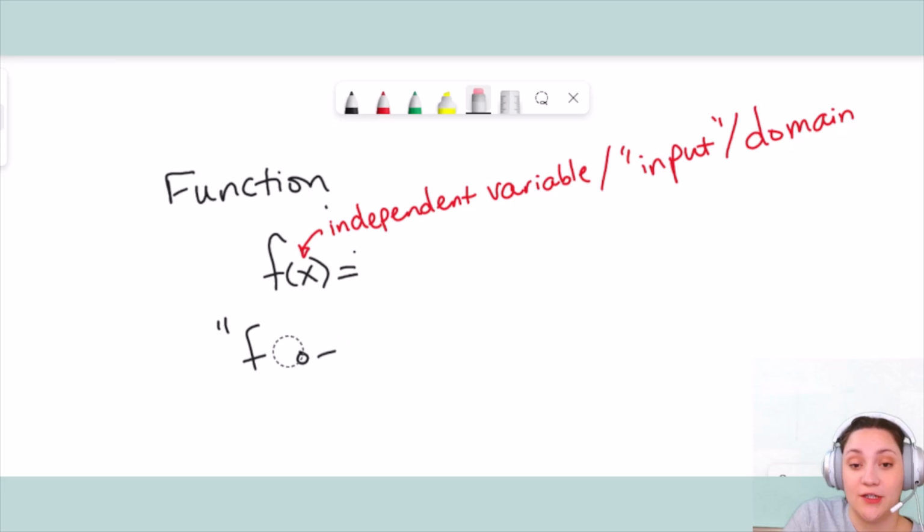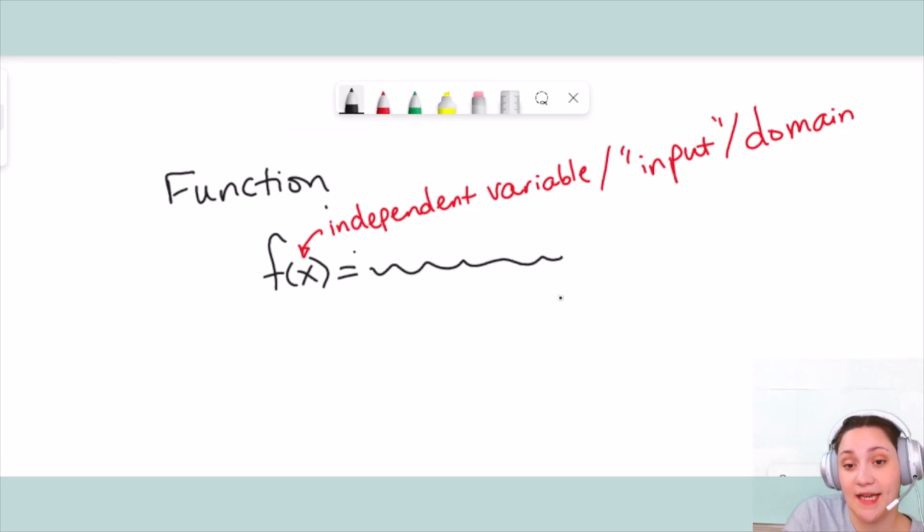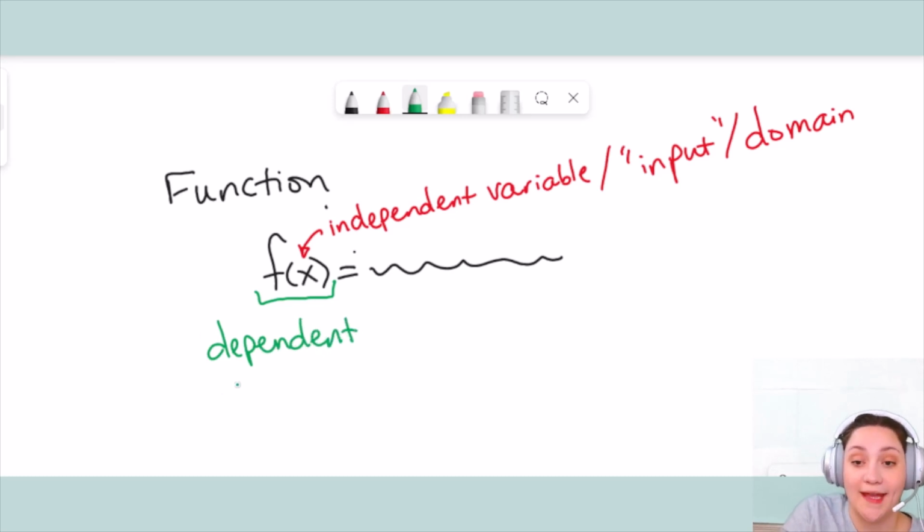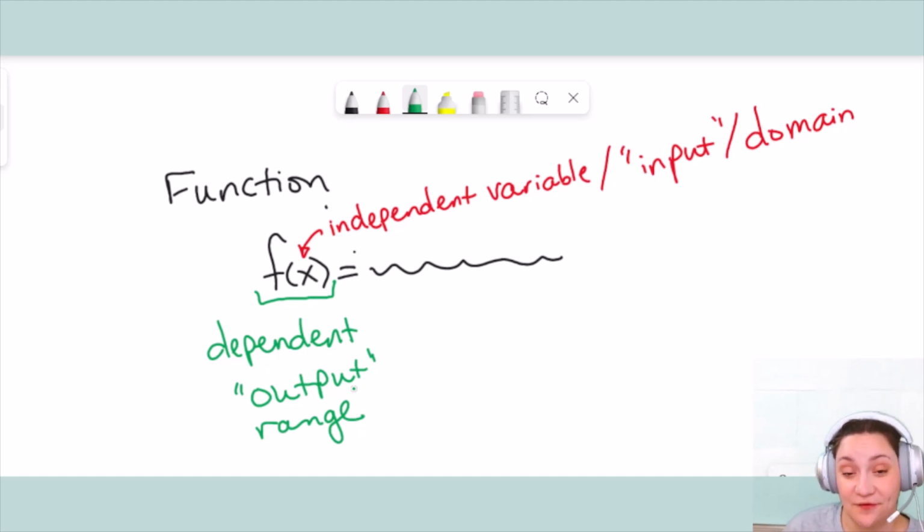And then let me just erase these words here. The function itself is the expression. And the values for the whole function, not just the x, but the whole function, which we could also say is the expression, this is the dependent, or the output. We call that group of numbers that are the outputs the range.